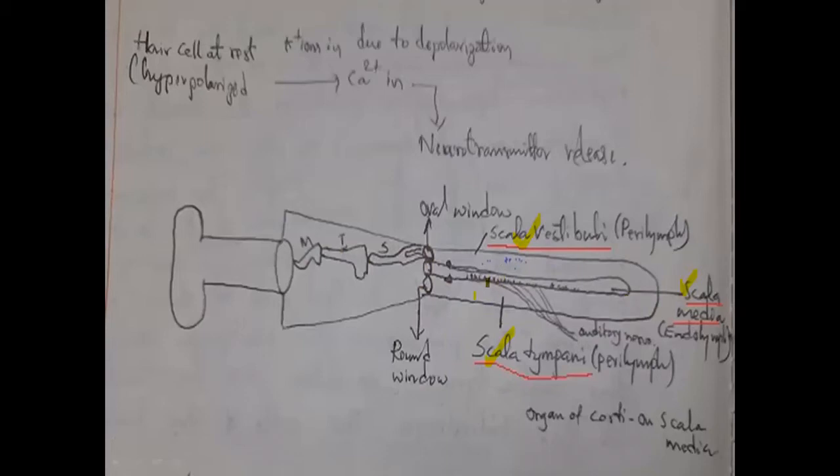Now, the scala vestibuli and scala tympani are filled with perilymph. This is important for you to understand the steps of hearing. And the scala media is filled with endolymph. So here and here there is perilymph present, and in this portion there is endolymph. And this is the structure of the cochlea.